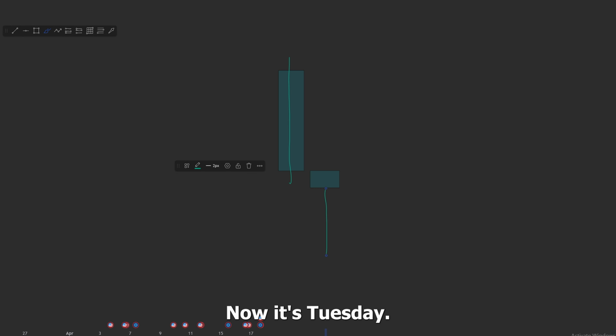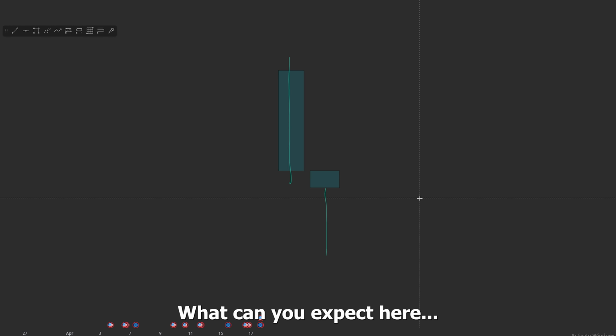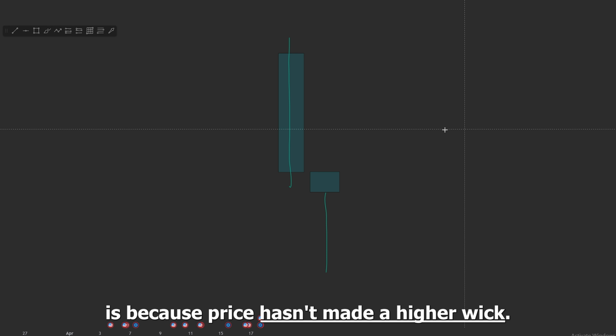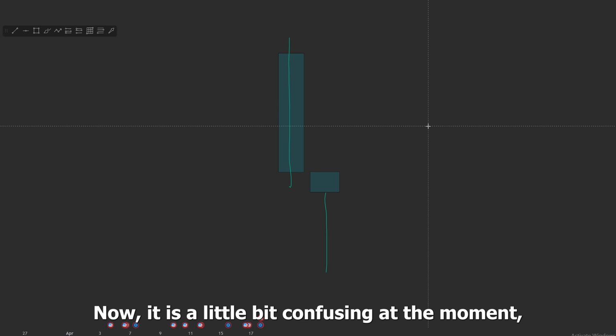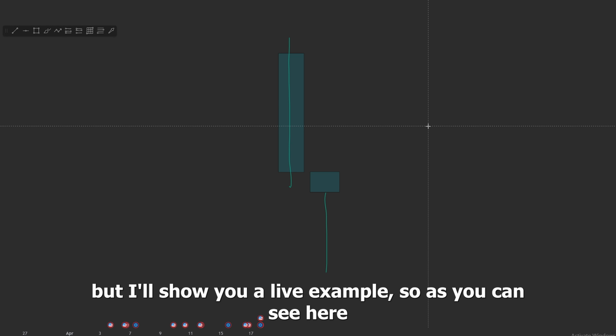Now it's Tuesday. What can you expect here? You can expect price to come bullish, and the reason for that is because price hasn't made a higher wick. Now it is a little bit confusing at the moment, but I'll show you a live example.